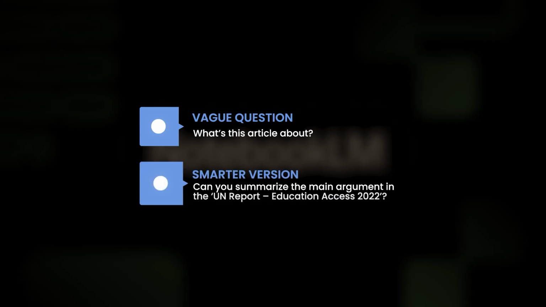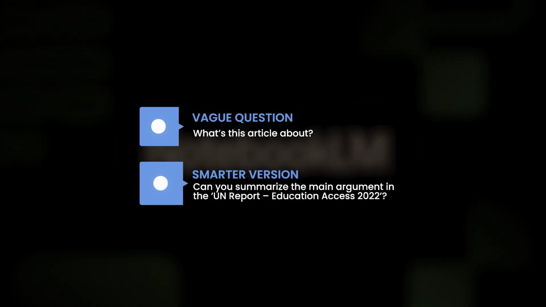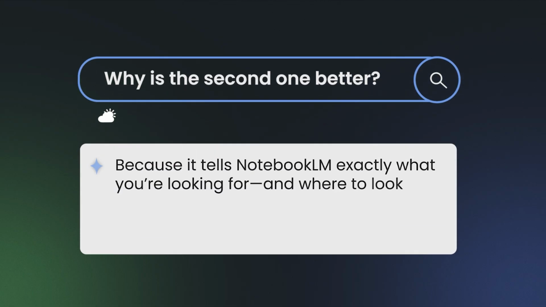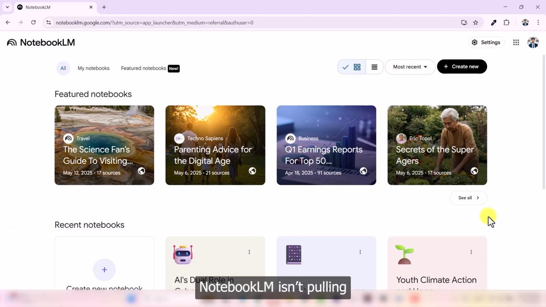What's this article about? Smarter version: Can you summarize the main argument in the UN report, Education Access 2022? Why is the second one better? Because it tells NotebookLM exactly what you're looking for and where to look. The power of context. NotebookLM is not pulling from the entire internet. It works with the sources you have uploaded.